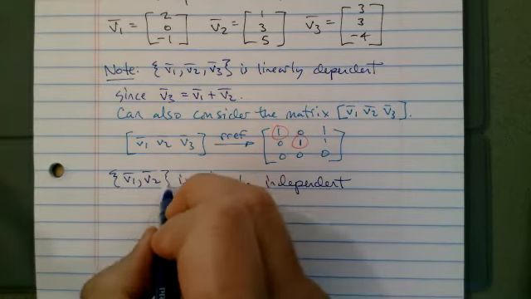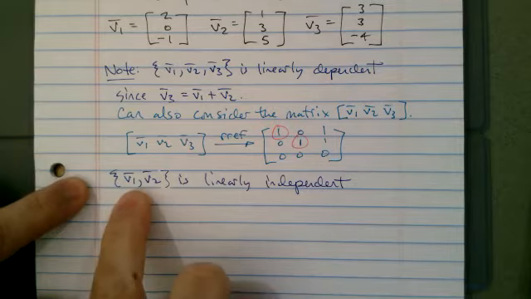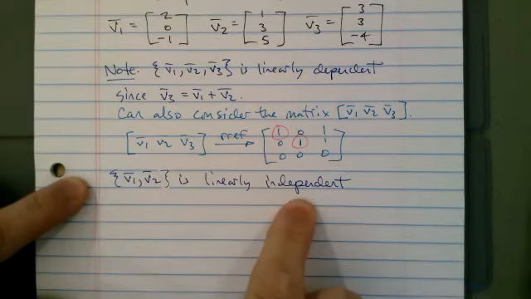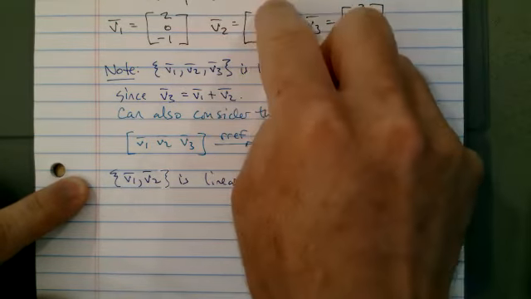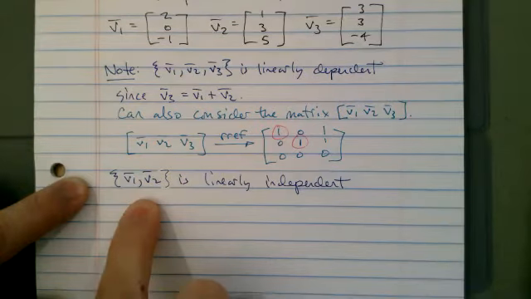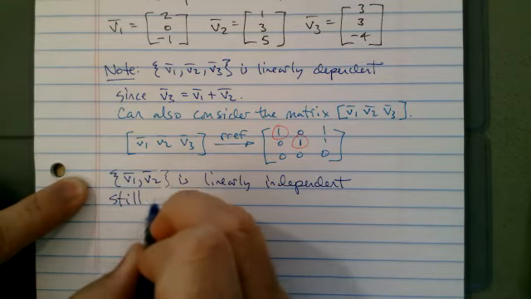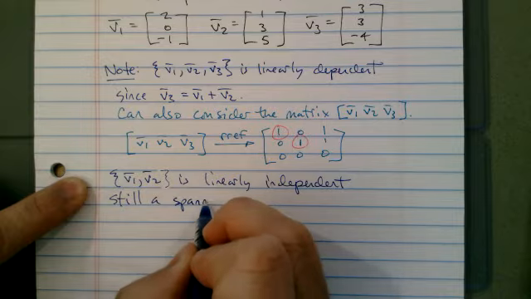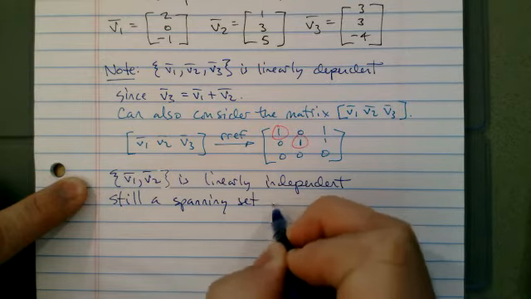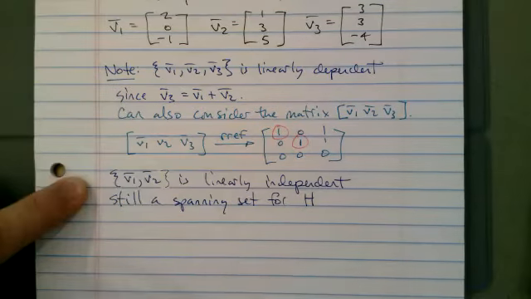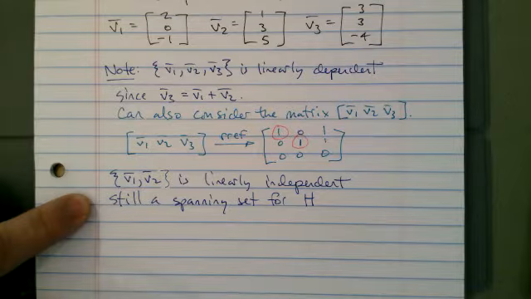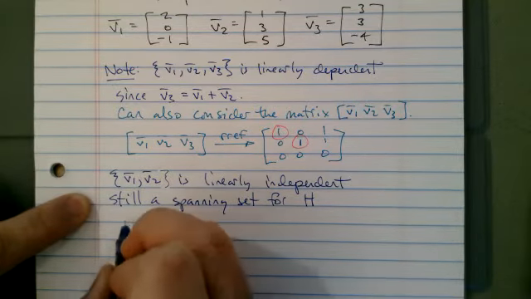So since V1, V2 is linearly independent, it spans the same as the three vectors, so it's also a spanning set of H. So also still a spanning set for H. So V1, V2 is a basis for H.